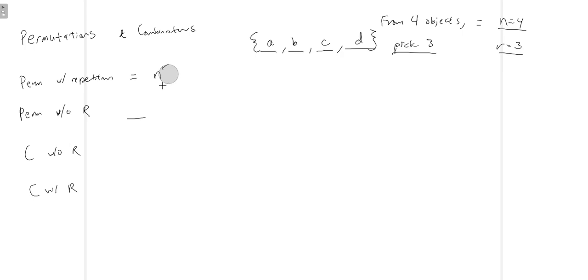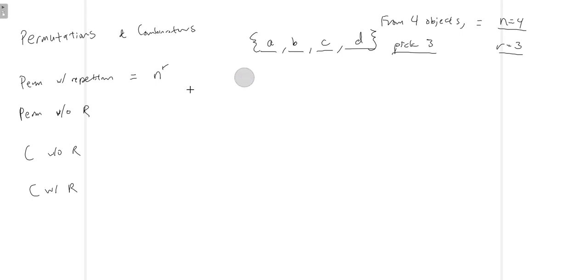Now what if I cannot repeat? If I cannot repeat, then I have 4 options for the first one. Second one, for example, if I pick A, I can't pick A again, so I only have 3 options. And the third one, I only have 2 options. In this case, 4 times 3 times 2. Let's say instead of picking 3, I'm just picking 2. Then it'll be 4 times 3.